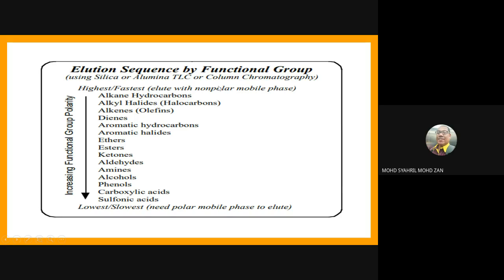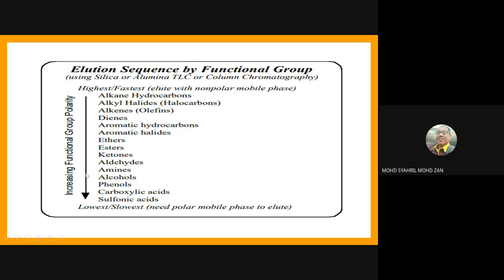Let's say kita ada sampel yang ada banyak alkane hydrocarbon, for example. Alkane hydrocarbon ni tidak akan naik ke atas. Dia akan stay dekat spot kita. Sikit je akan naik. Katakan sampel kita ada alkyl halide, alkenes or dienes, semua akan berada di bawah sikit je, tak akan naik atas. Tapi bila sampel kita ada sulfonic acid, carboxylic acid, phenol, alkohol, dia akan bergerak lagi jauh daripada spots kita. That's the meaning of elution sequence by functional group.